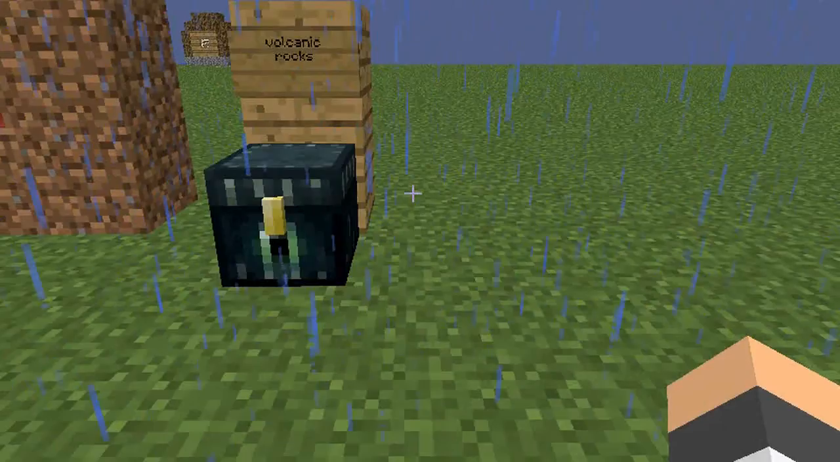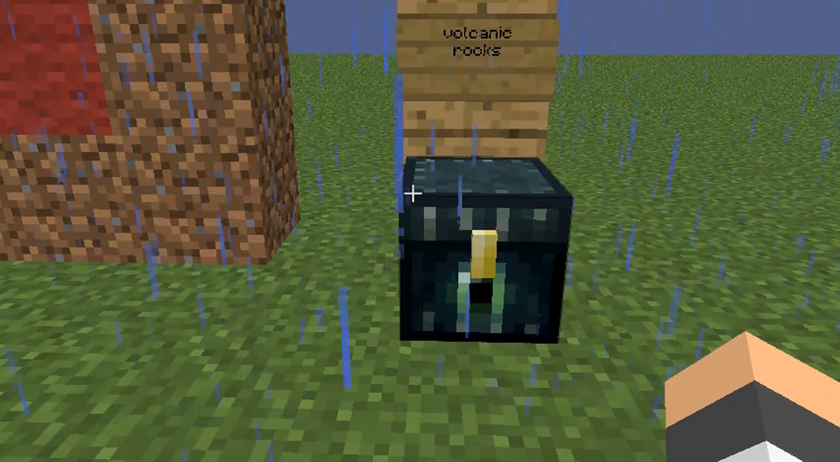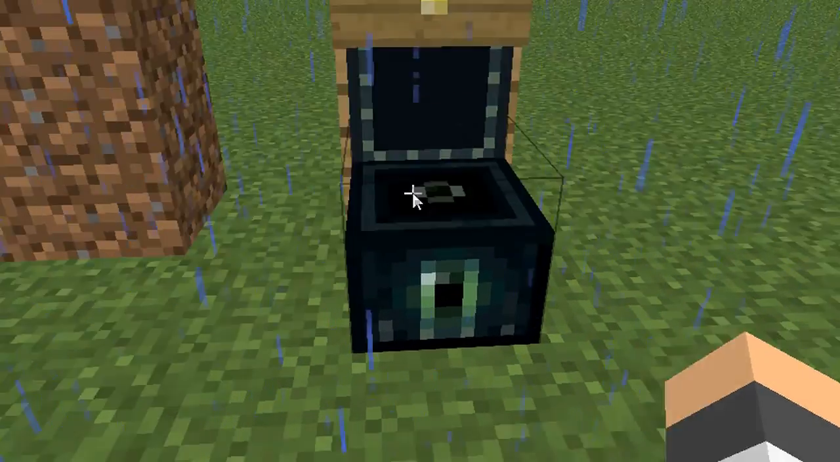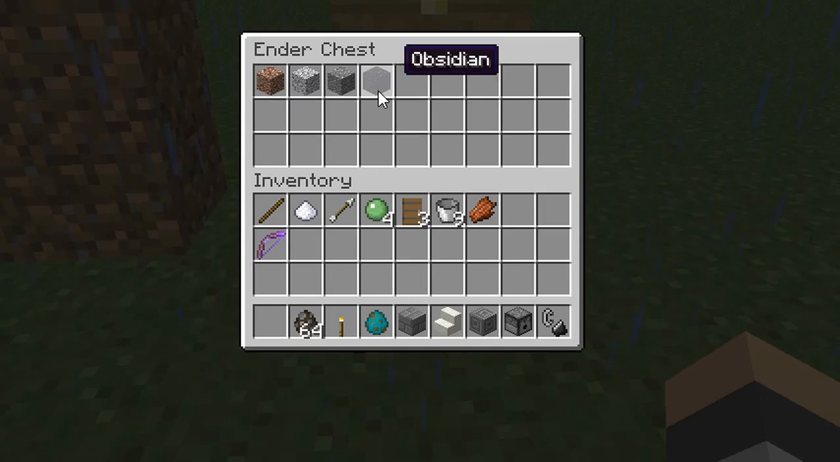Okay. So to start with the volcanic rocks, obviously Minecraft does not have all the volcanic rocks. So, here are the ones that they do include, however.